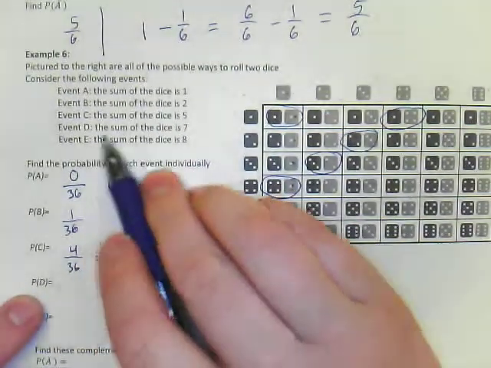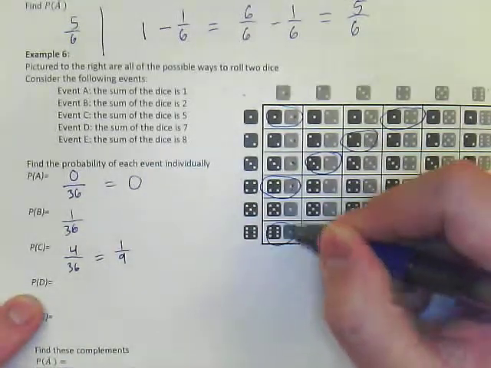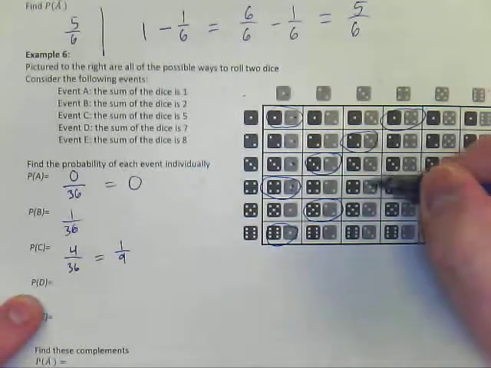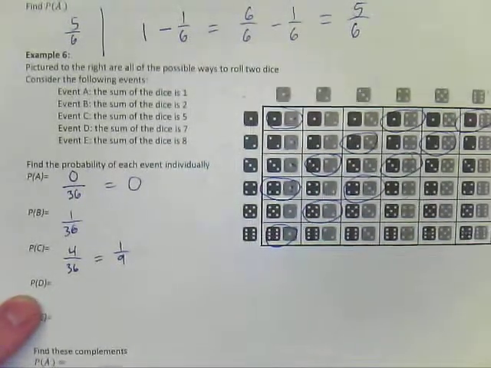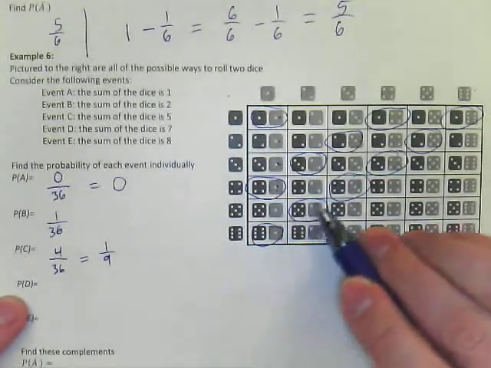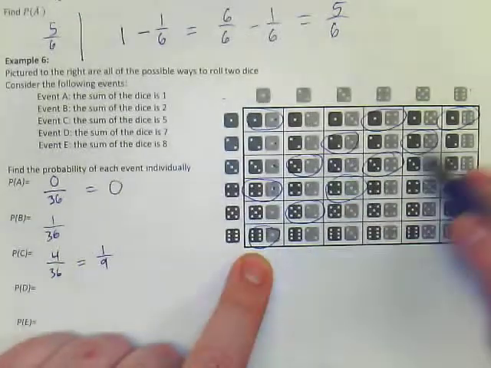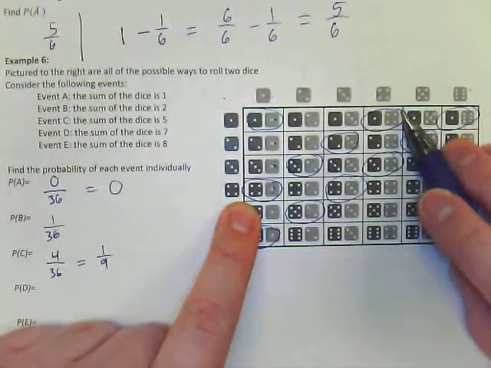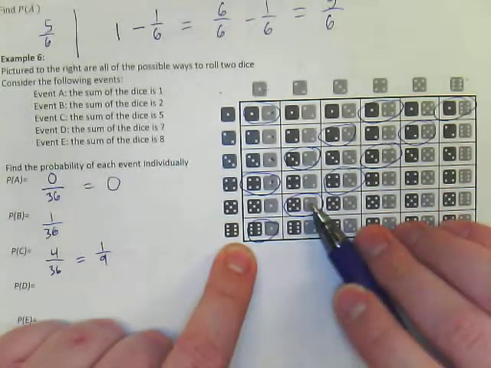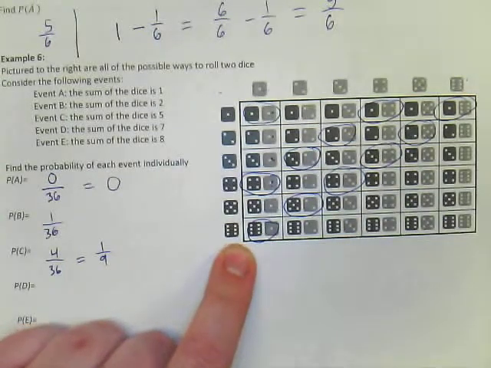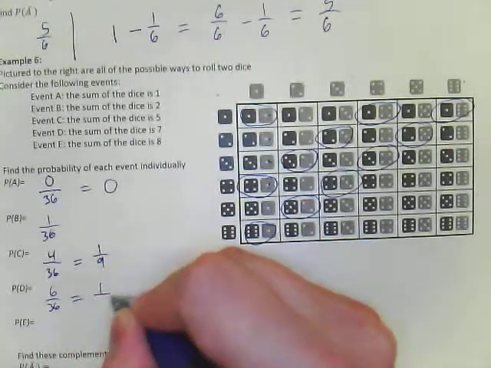Probability of D, that's that the sum of the dice is 7. So let's look at all the ways we can get 7. Well, we've got a 6 and a 1, 5 and 2, 4 and 3, 3 and 4, 2 and 5, 1 and 6. So along this diagonal, this is all the ways to get a 7. Now you'll notice that there's more ways to get a 7 than there is to get a 5. And in fact, 7 has the most number of possibilities. So there's 1, 2, 3, 4, 5, 6 ways to get a 7. So that's 6 out of 36, which is 1 out of 6.